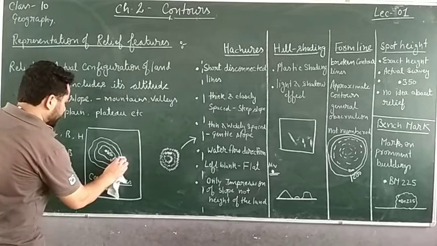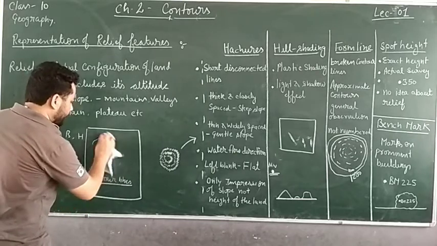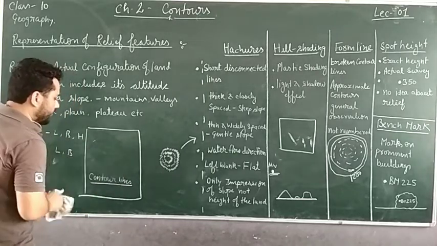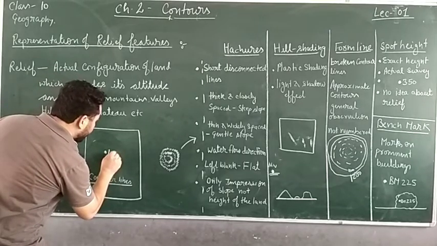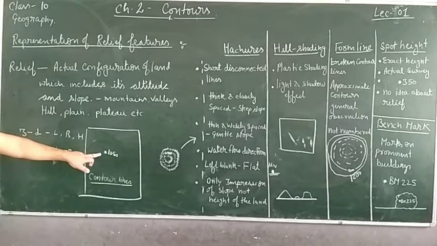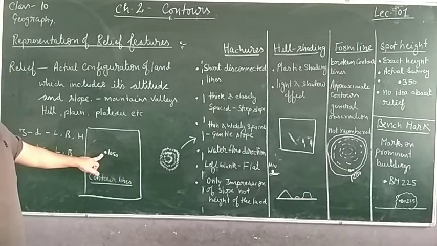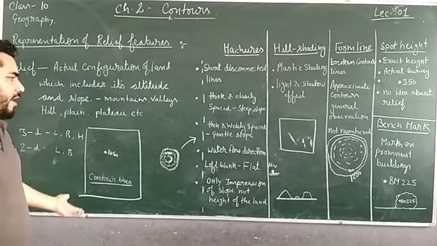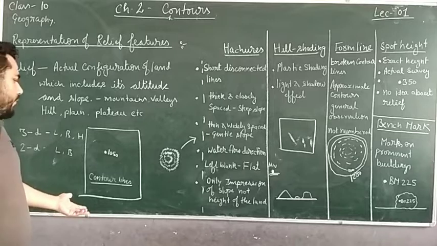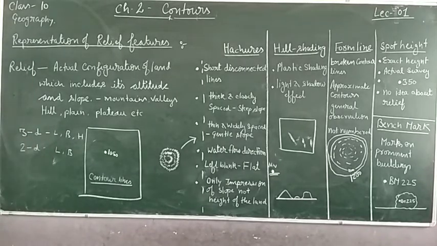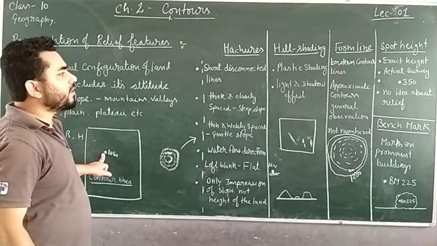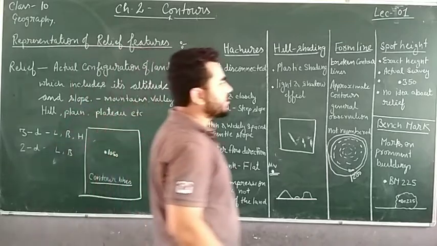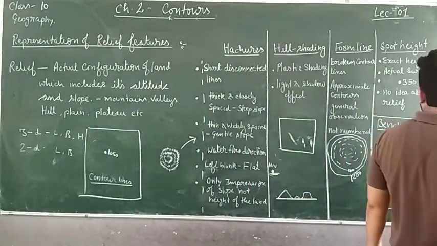Suppose it is just like this only, a dot, 1050. It is the height of this place. So are we getting any idea about the landforms? No, we are not getting any idea, right? So when do we get an idea about the landforms? We get an idea about the landforms when contour lines are also there. So this is called spot height. Spot height gives us the height of a particular spot.